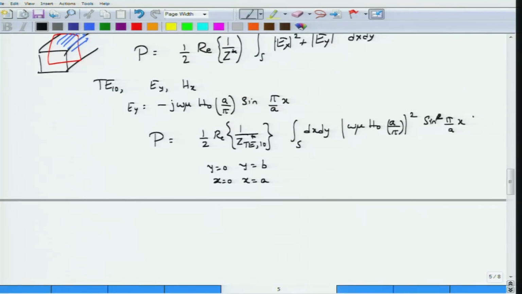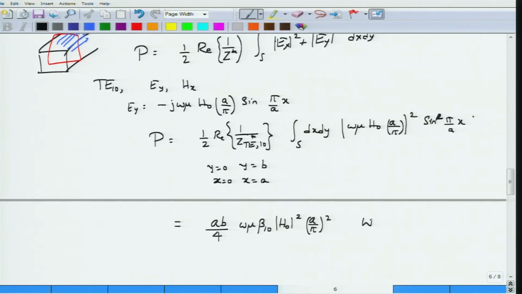You also know that ZTE turns out to be real, right. So ZTE turns out to be just omega mu by beta, where beta corresponds to 10. Do all this simple calculation. What you get here is ab by 4, okay, omega mu beta 10, beta 10 corresponds to the propagation constant for the dominant mode TE10, times H0 magnitude square, a by pi whole square watts.